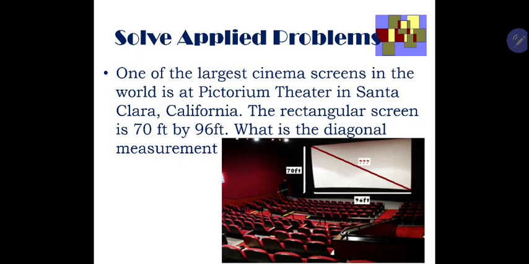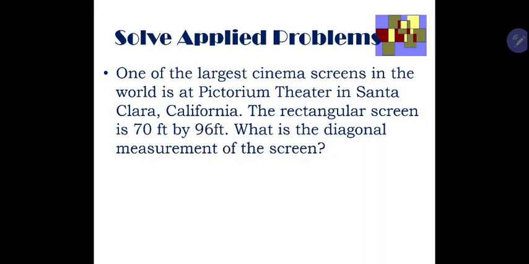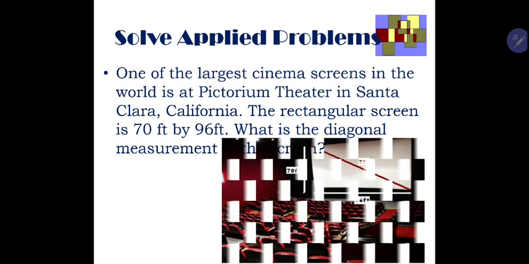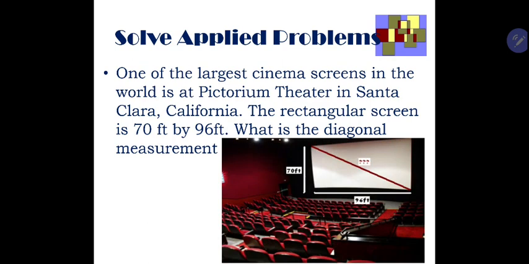One last question is this one. One of the largest cinema screens in the world is at Pictorium Theater in Santa Clara, California. The rectangular screen is 70 feet by 96 feet. So which means the height is 70 feet. The height of this cinema screen is 70 feet and the width is 96 feet. What is the diagonal measure of the screen?